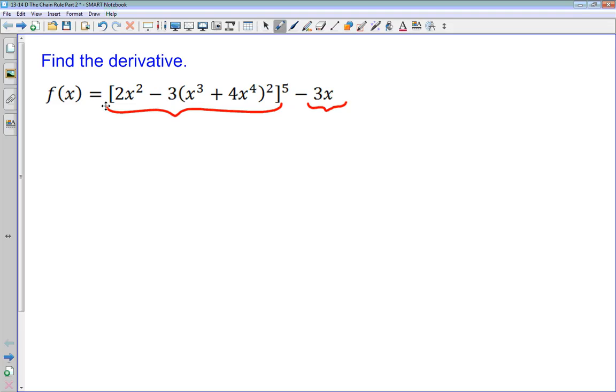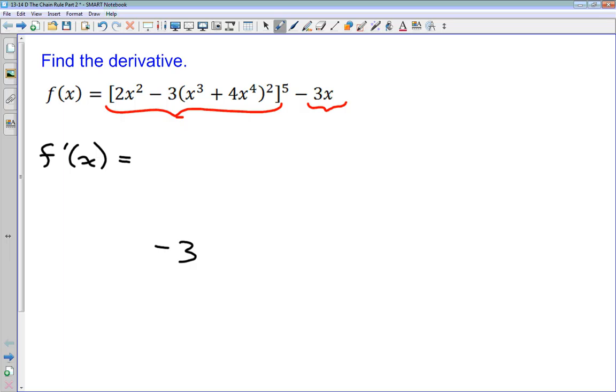So we know that our derivative f prime of x is going to be the derivative of this big complicated thing first, minus the derivative of 3x. Well, the derivative of 3x is just going to be 3. So it's just going to be the derivative of this, and I'll write it down here, minus 3. Now we have to do the derivative of this first term, which is this thing in square brackets to the power of 5.